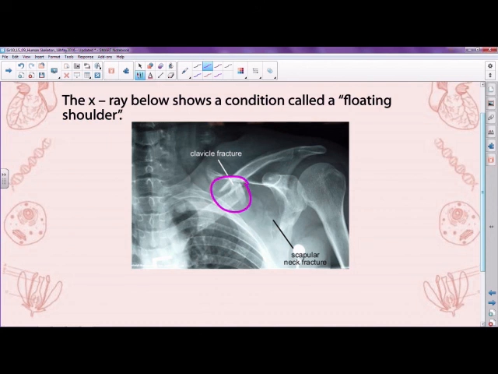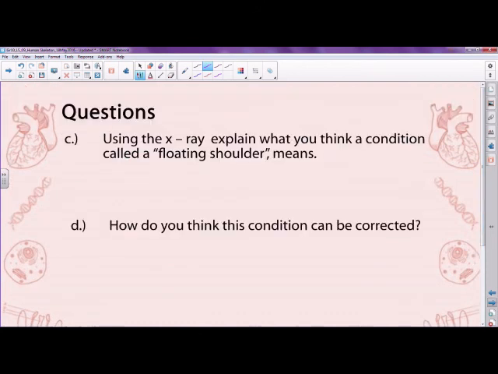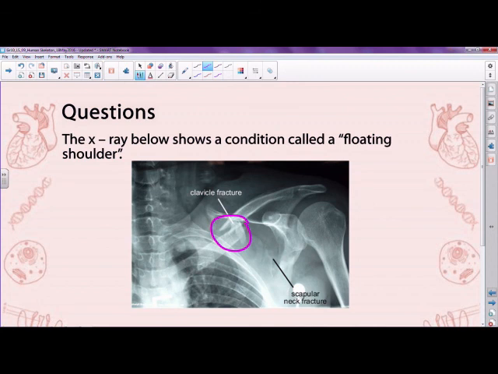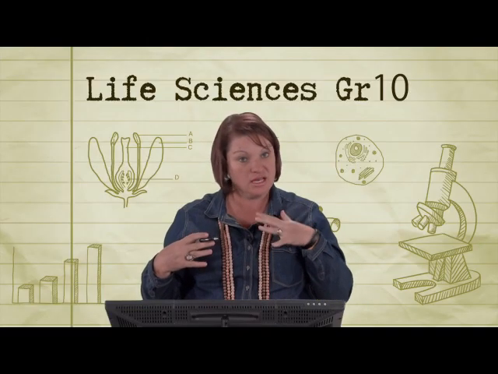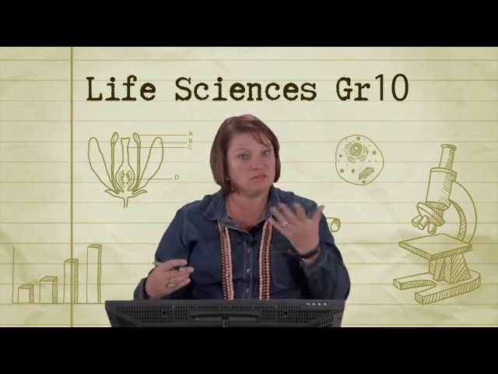So if we have a look at the questions, again, what kind of questions can I ask? It says, using the x-ray, explain what you think a condition called a floating shoulder means. Now, even if you're not a doctor, we don't expect you to be, but what do you notice here? Fracture means to break. And what can you see with the bones there? There's a break. So a floating shoulder is where the clavicle is broken, and what are the bones doing? They're floating. They're not joined to the axial skeleton anymore. So that says there, fracture.